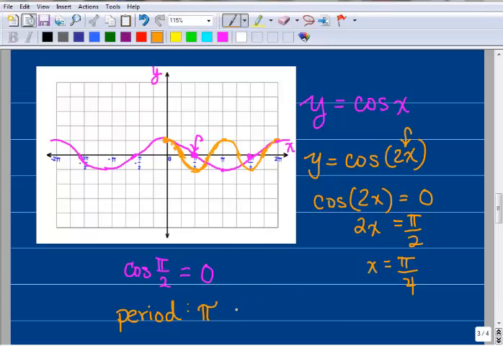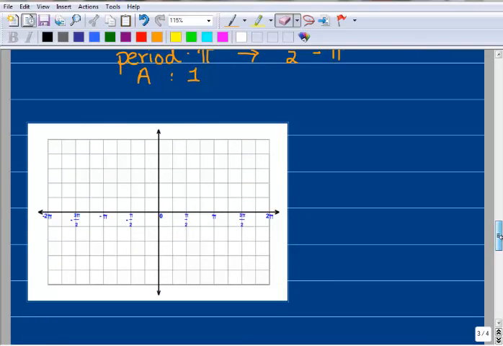Algebraically, we can solve for the period by taking the constant 2 pi and dividing by the coefficient 2 that sits in front of x. 2 pi over 2 gives us pi, and that's the period of the new function. This still has amplitude 1. Just to do another example, let's consider the graph of the function y equals the cosine of 1/3 x.